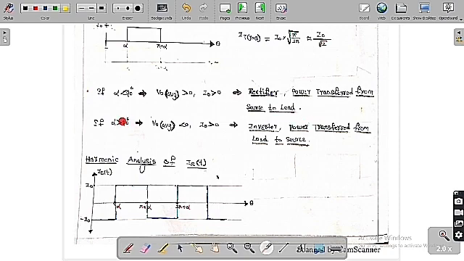Whereas if alpha is greater than 90, then definitely we can say that the output average voltage is always less than 0. If you substitute alpha greater than 90, the average value is less than 0, whereas the output average current is always greater than 0.